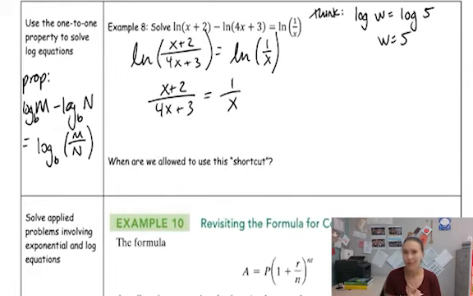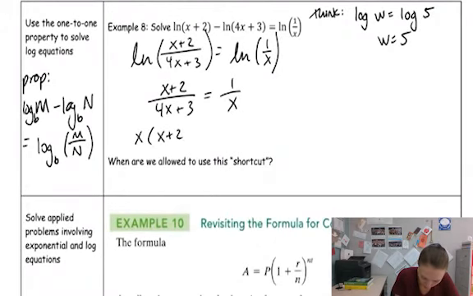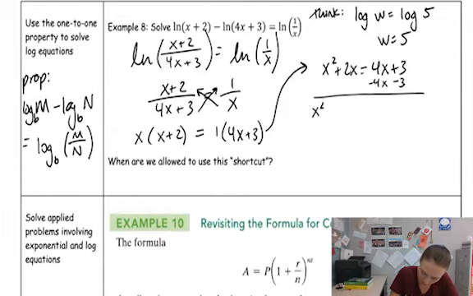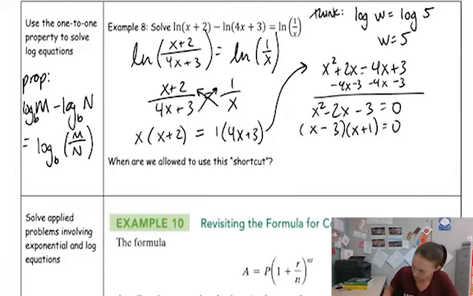Now to solve this proportion, we can cross multiply. So I get x times x plus 2, multiplying this to that and this to that, equals, with an equal sign in the middle, 1 times 4x plus 3. I get x squared plus 2x equals 4x plus 3. Subtract these pieces over. x squared minus 2x minus 3 equals 0. Factor: x minus 3 times x plus 1 equals 0.